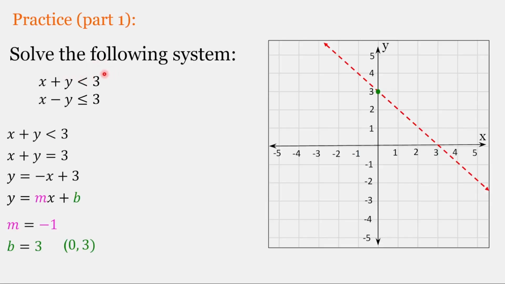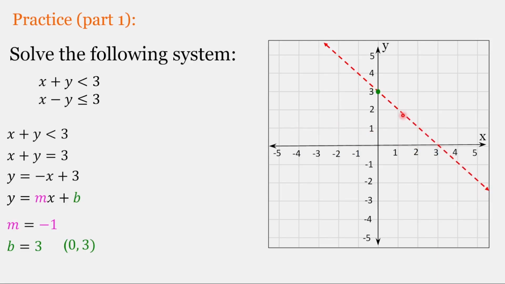So for solving this system, the first step was to graph this first inequality. From this inequality, we get our boundary line. All we needed was one step to convert this to slope-intercept form. So I went ahead and converted this equation into slope-intercept form. We have a slope of negative 1 and a y-intercept of 3. And so we graph this line.